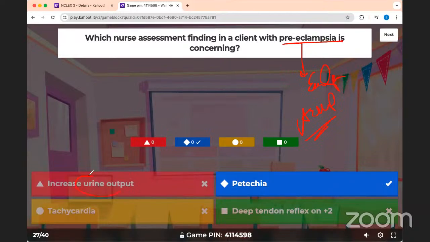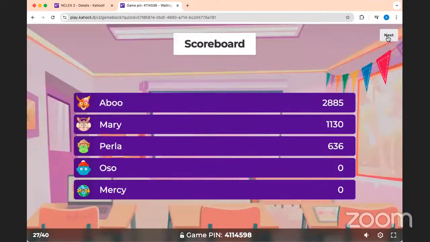Preeclampsia, your urine output is increasing, is good. Your urine output usually decreases. Tachycardia, right? Is consistent with what? Preeclampsia is not concerning. I expect that. If I see petechia, you've developed HELLP syndrome. Yeah, your reflex plus 2 is normal. And so this is not good. You move from preeclampsia to HELLP syndrome because you have petechia.